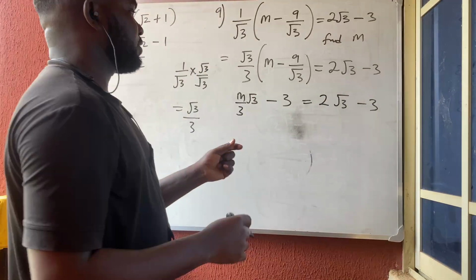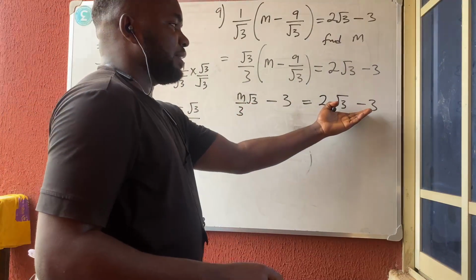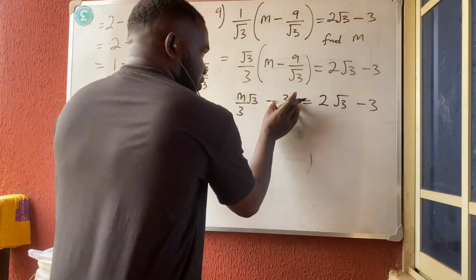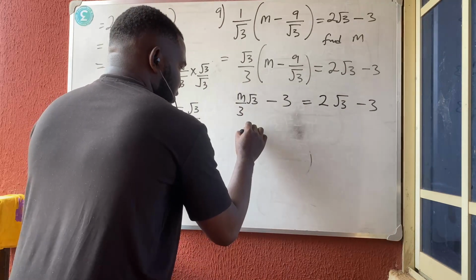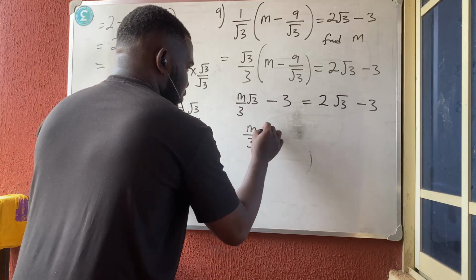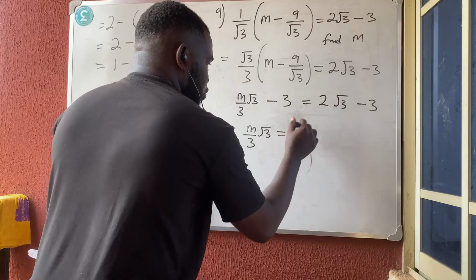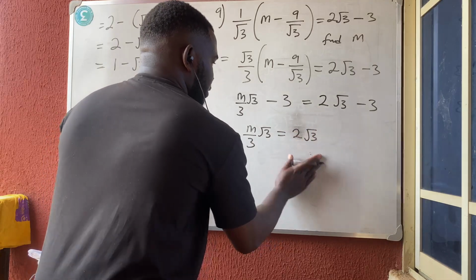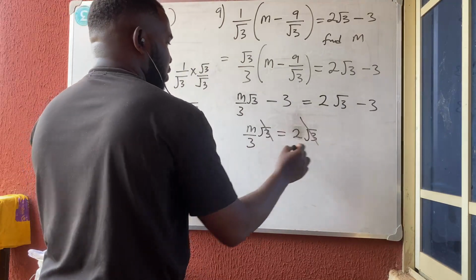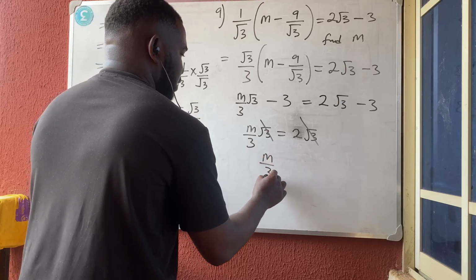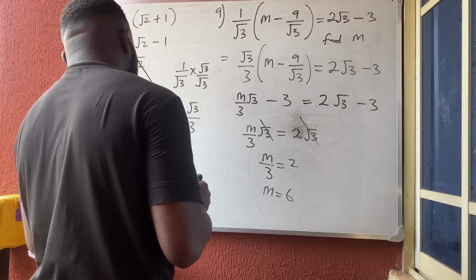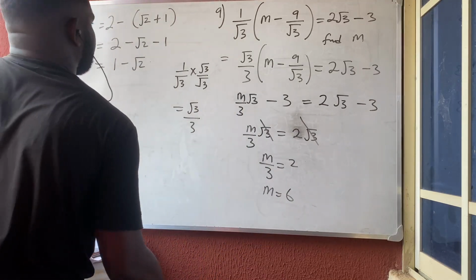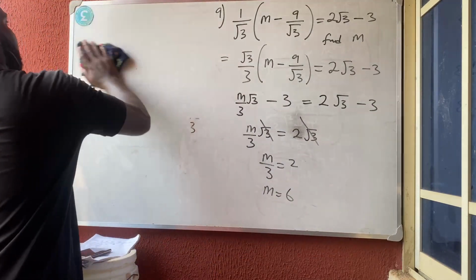Now, if you look at this, this looks exactly like this. So let us compare. Minus 3 and minus 3. Gone. So which means this one here, which is m over 3 root 3, should be equal to this one, 2 root 3. So in this case, root 3 can cancel root 3. So what do I have? That m over 3 is equal to 2. Cross multiply to have that m is equal to what? 6. That is that.